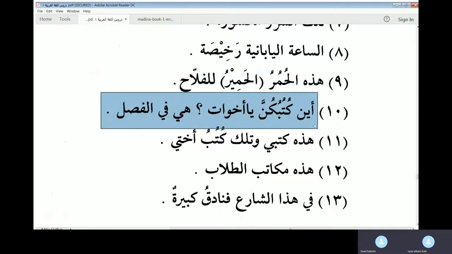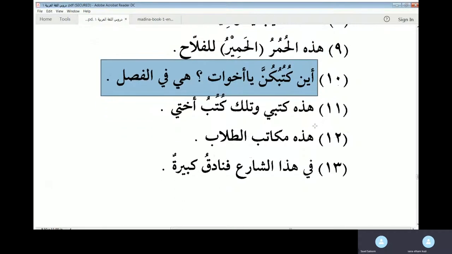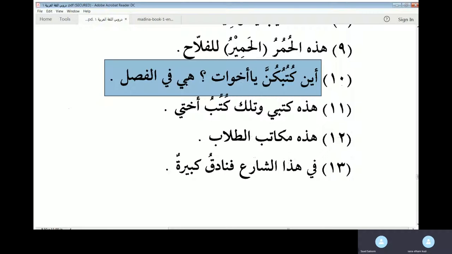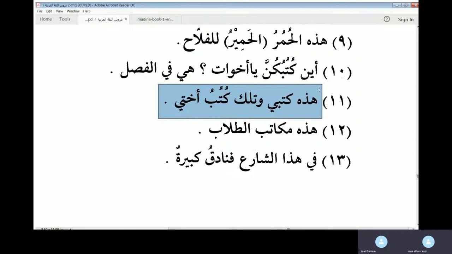Aina kutubukunna ya akhawatu? Where are your books, O sisters? Hiya fil fasli. They are in the class. Hadihi kutubi wa tilka kutubu ukhti. These are my books and those are my sister's books.